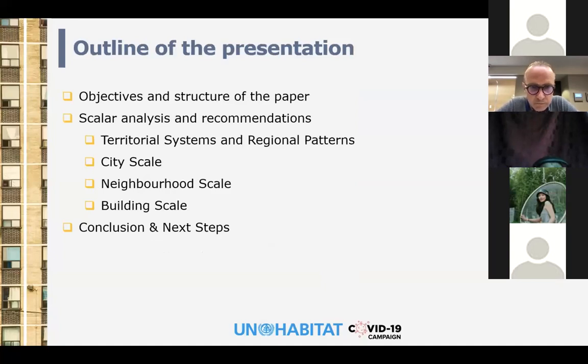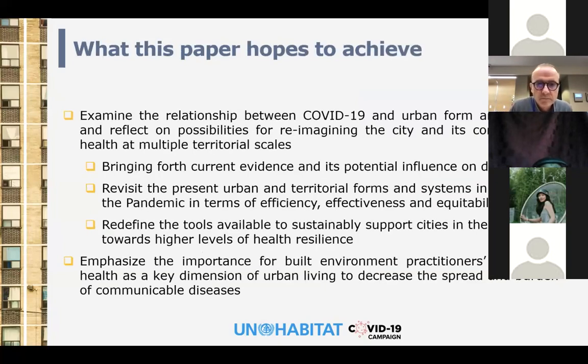The presentation goes through the different scales of settlements from the regional and territorial scale to the city, neighborhood, and building scales. Each scale deals with different sectors or topics under planning and comes up with recommendations for urban practitioners and policymakers. The aim of the paper is to examine the relationship between COVID-19 and the urban form and function and reflect on the possibilities for reimagining the city and its connection to health at multiple territorial scales.